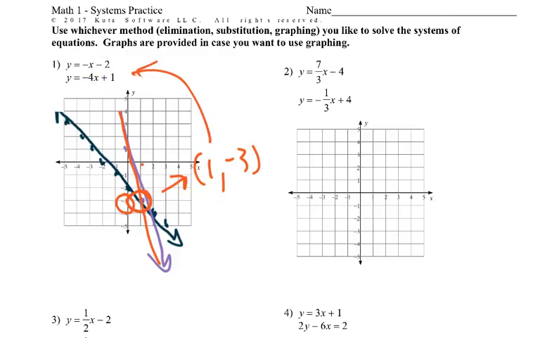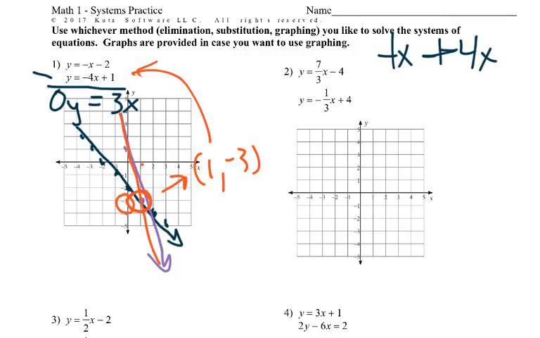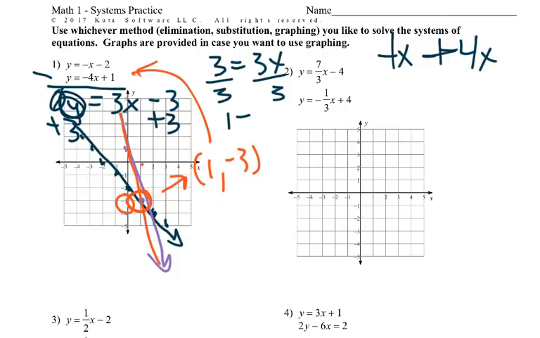Now let's see what it would look like if we did elimination. So do they all line up? Yeah. So we have a 1y and a 1y, so the way to get that to eliminate is subtraction. So 1y minus 1y is 0y, equals -x minus -4x. That'd be like plus. So -1 plus 4 would be a +3x. Then -2 minus 1 would be -3. So then I add 3 to both sides, because that's like 0. So I get 3 equals 3x. Divide by 3, and we get 1 equals x.